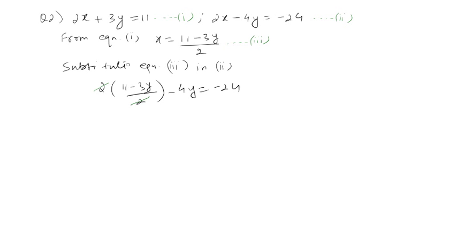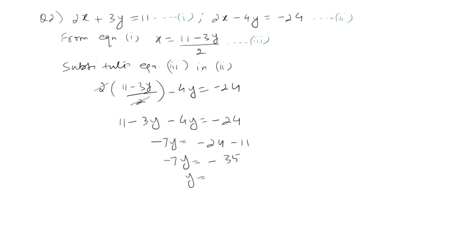So here this is 11 plus 3y minus 4y is equal to 24, right? So this is minus 7y equals minus 24 minus 11, because we're just solving it. So minus 7y is equal to minus 35. So y is equal to 5, you can see. Now we'll put y is equal to 5 in the third equation. We'll get the value of x.